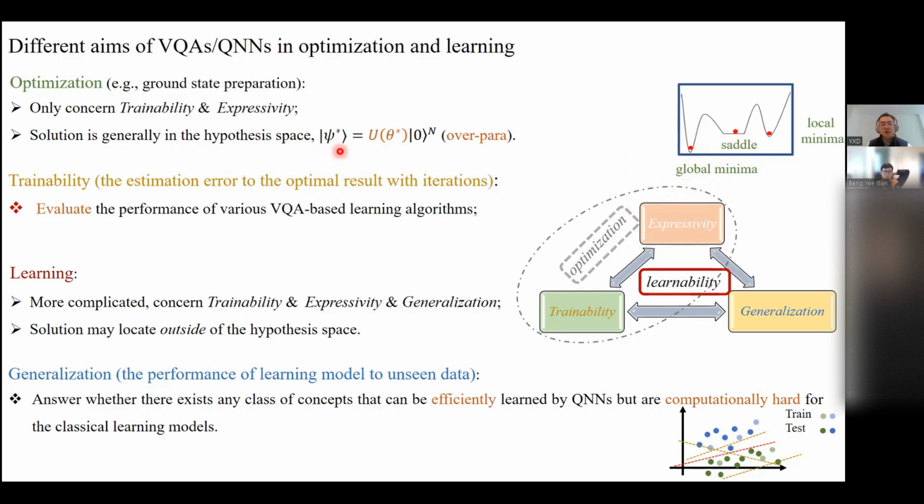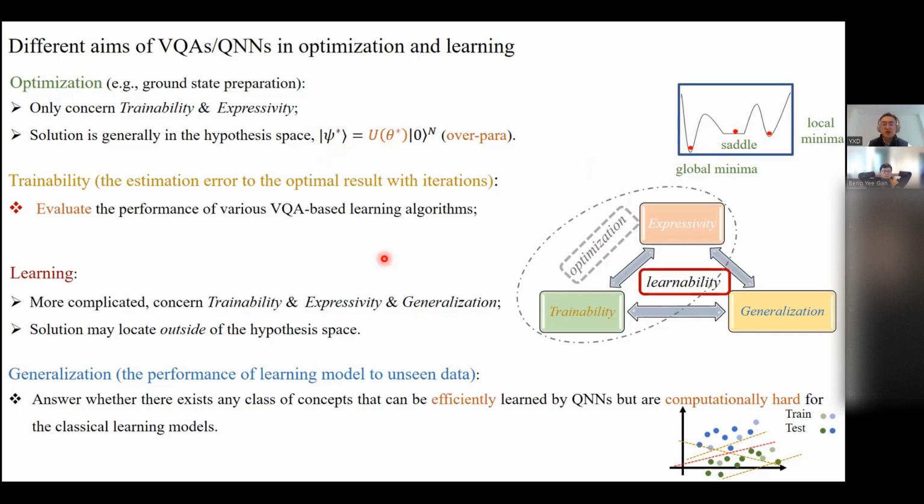Fortunately, in most optimization problems like ground state preparation, if we adopt a very deep ansatz, which means we have exponentially many trainable parameters, we can always cover this target state. So what we need to understand is how to optimize the trainable parameters to converge quickly to the global minima. So this is the issue considered in optimization.